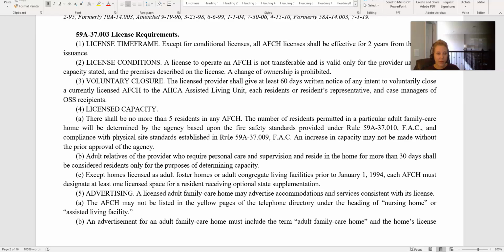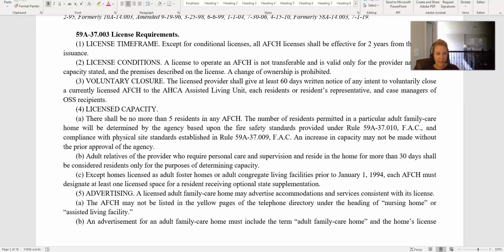Number 3, voluntary closure. The license provider shall give at least 60 days written notice of any intent to voluntarily close a currently licensed AFCH to the ACA Assisted Living Unit, each resident or residence representative, and case managers of the OSS recipients.